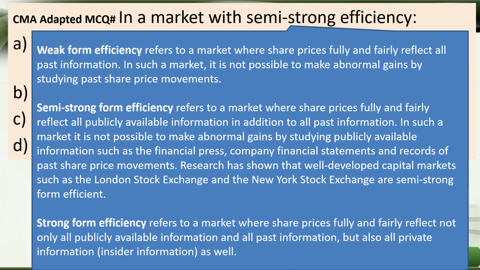Share prices fully and fairly reflect all past information, but it is not possible to make abnormal gains. So we will not be able to study fully about the market situation. For example, even insider information cannot be known. Semi-strong form of efficiency refers to a market where share prices fully and fairly reflect all publicly available information, in addition to all past information. But still, in this situation also, insider information cannot be known.